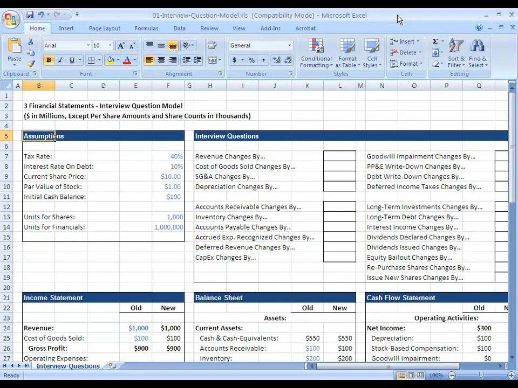In this lesson, we're going to go through one of the most classic investment banking interview questions you might receive, which is to walk through how a change to depreciation affects the three financial statements.